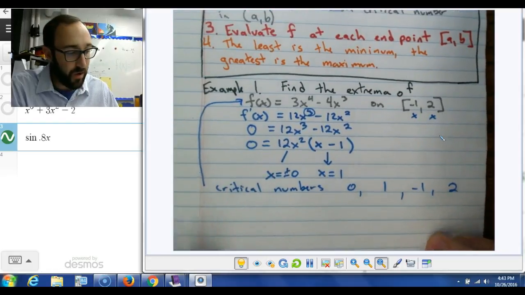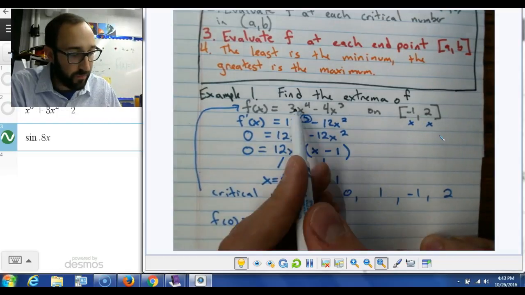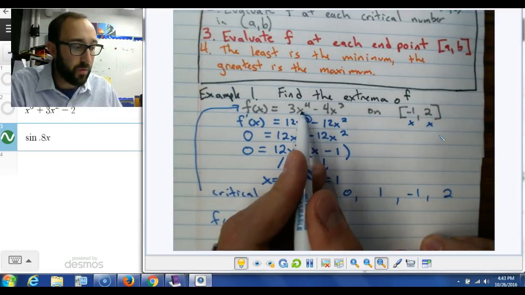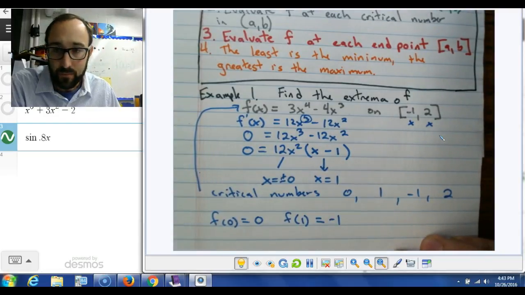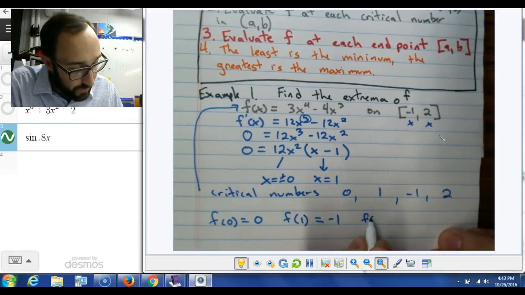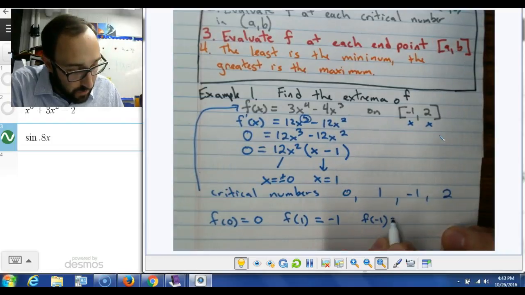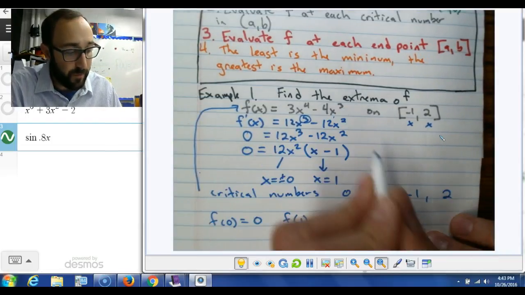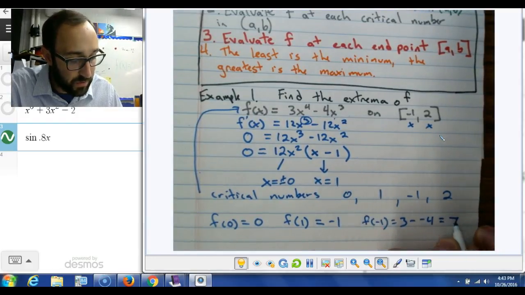Okay. So let's plug them all in. If I plug in 0, f of 0 equals 0. Put 0 in for x's, I get nothing. F of 1. Put in 1. 1, 3 minus 4 should be -1. Okay. What about f of -1? -1 to the fourth is going to be +1 times 3 is going to be 3. -1 to the third is -1 times 4 is -4, so it's going to be 3 minus -4, and that is going to equal 7.